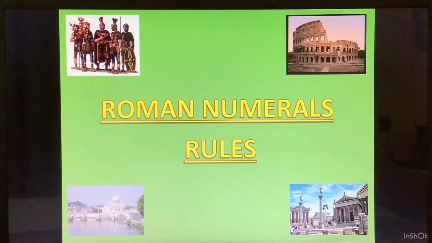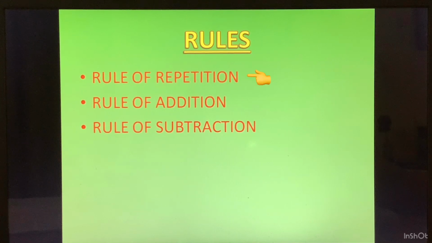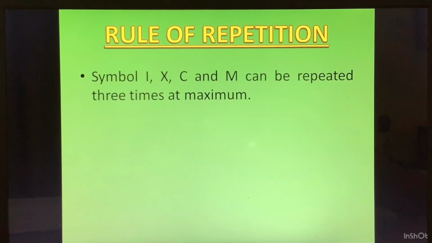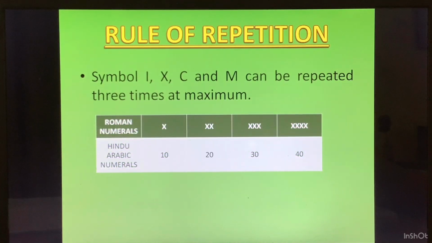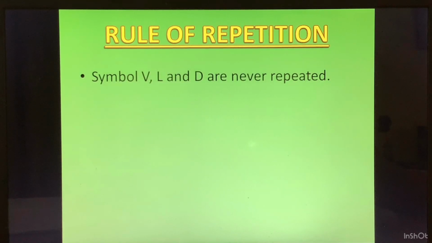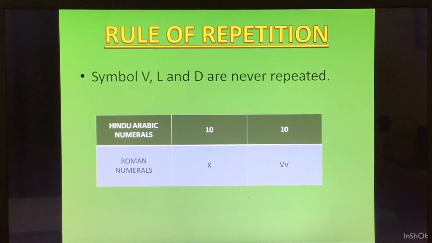Now we come to the rules. There are 3 rules: rule of repetition, rule of addition and rule of subtraction. Rule of repetition. Symbols I, X, C and M can be repeated 3 times at the maximum. Taking the example of X, 1 time X is 10, 2 times X is 20, 3 times X is 30, but 4 times X is not 40. We can only repeat it up to 3 times. To write 40, we will use the rule of subtraction. The symbols V, L and D are never repeated. For example, when we write 10, we write it as X and not as VV.